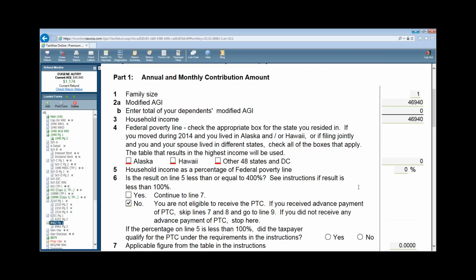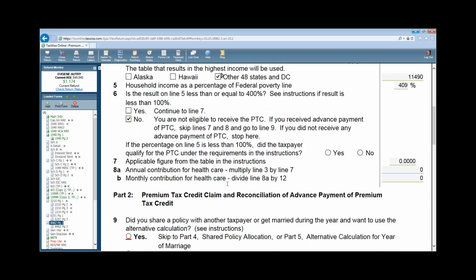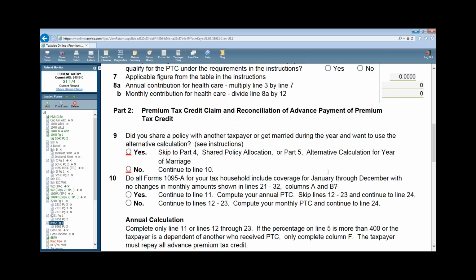The first part of the form, we're just going to indicate that Eugene Autry lived in the lower 48 states. It's going to ask some questions just about the premium tax credit. So the first question that it asks, and again, the software will prompt you to answer it by highlighting it red, is: did you share a policy with another taxpayer or get married during the year? If somebody got married during the year and they had healthcare coverage bought through the marketplace, that unfortunately is out of the scope of VITA, so we would have to mark no. It just so happens that with this example with Eugene Autry, he did not get married through the year. So we're going to indicate that no, he didn't get married.